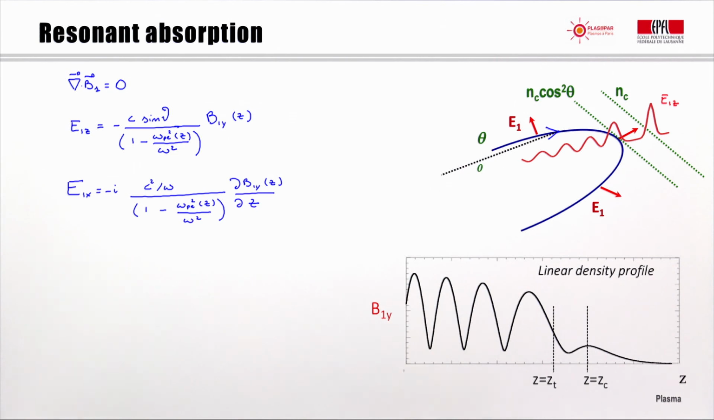As an example, I have plotted here the solution for the magnetic field for a linear density profile, that is, a profile that grows linearly with Z. As you can see, the field becomes evanescent at the turning point. However, at the critical density, the magnetic field is non-zero, but the derivative is 0.